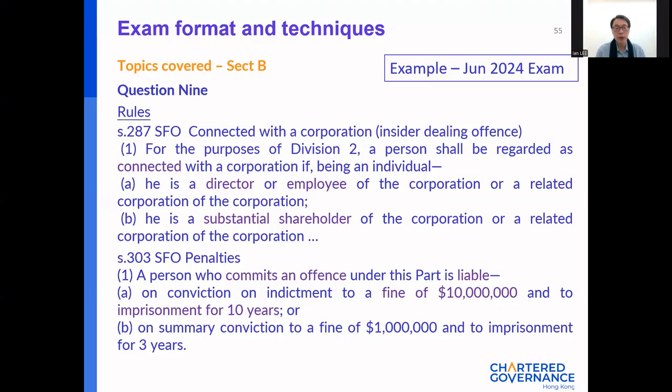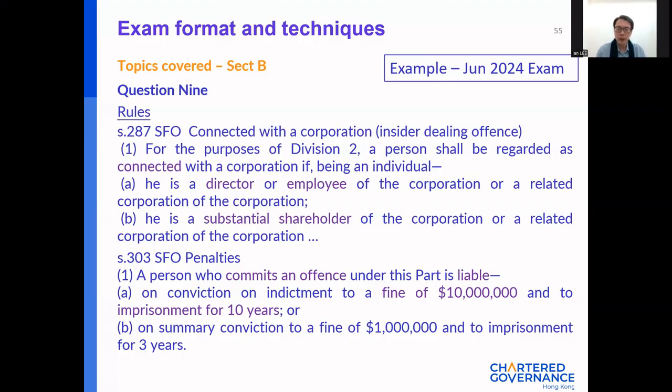So Section 303: a person who commits an offense under this part is liable on conviction on indictment to a fine of 10 million and to imprisonment for up to 10 years. So you can see very high fine and also very high possible prison sentence for obvious reasons, because they see this as a serious situation of insider dealing, and if it amounts to a criminal offense, it will be these sections.